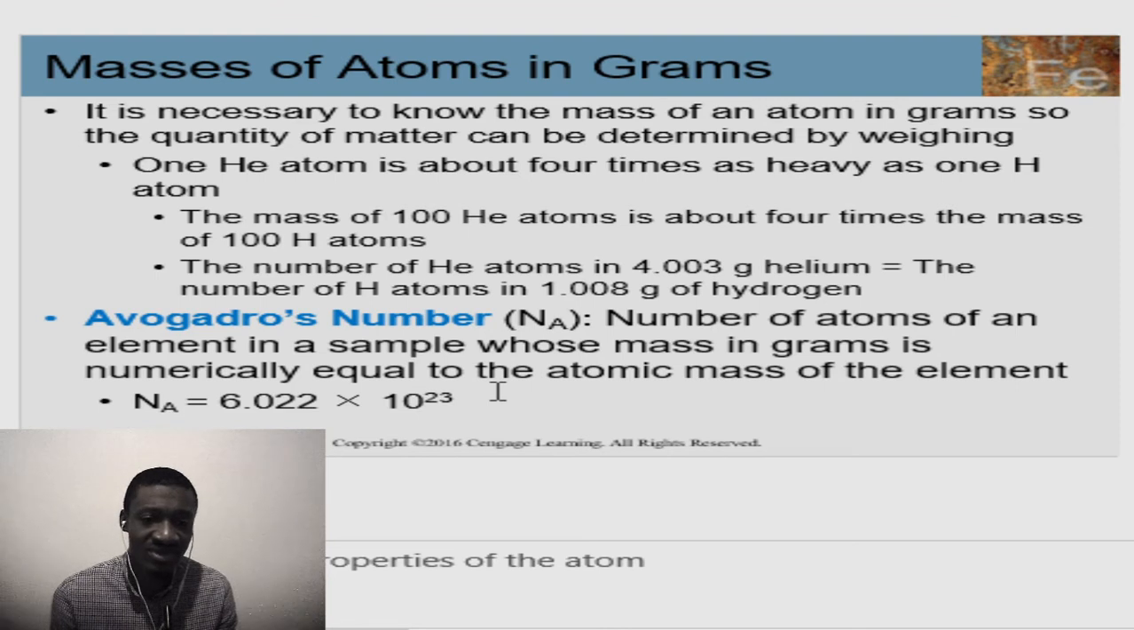So the Avogadro's number that we're going to look at as our conversion factor to move atomic mass units to grams is what we're looking at now.